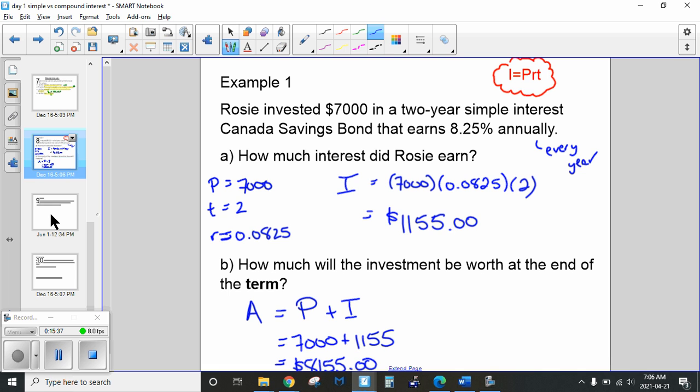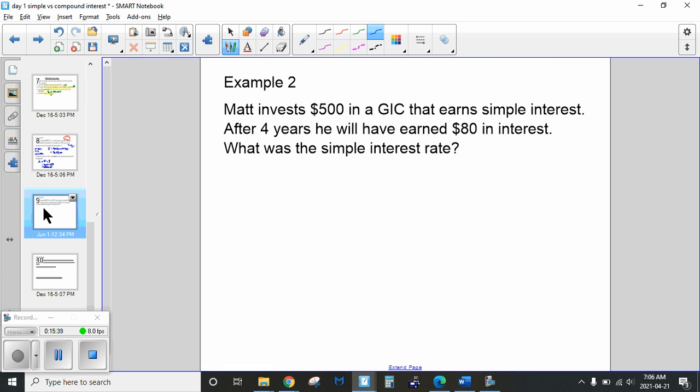All right, example number 2. Matt invests $500 in a GIC. It stands for guaranteed investment, is the GI. So he invests $500, that's the principal, and a GIC that earns simple interest. So it is important to pay attention. All of these questions so far are simple interest questions.